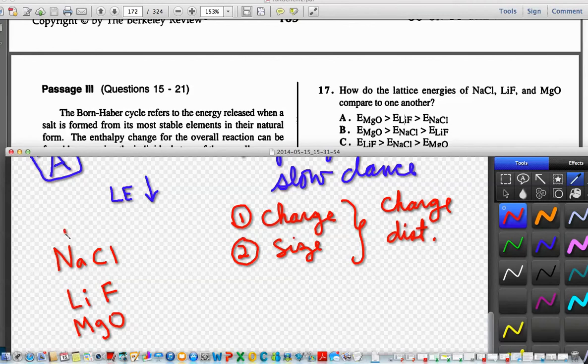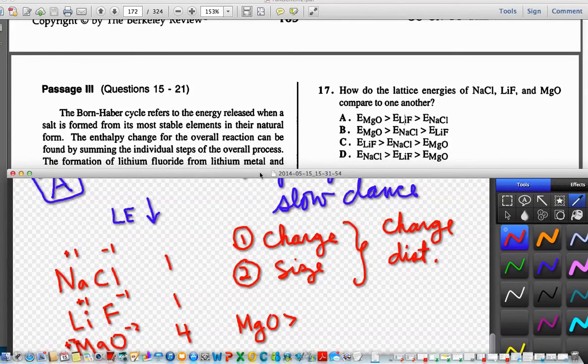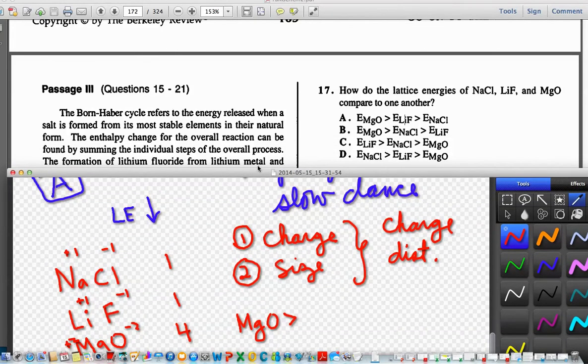So if you look at the charges of your ions, and this is where ions and charges are critically important, MgO is going to be the largest because its charges are +2 and -2. What I tell anyone that I tutor is to take the product of the two charges and then take the absolute value. This would be 1, this would be 1, this would be 4. MgO has the greatest lattice energy. So look at our answer choices. C and D cannot be correct. Get rid of them.